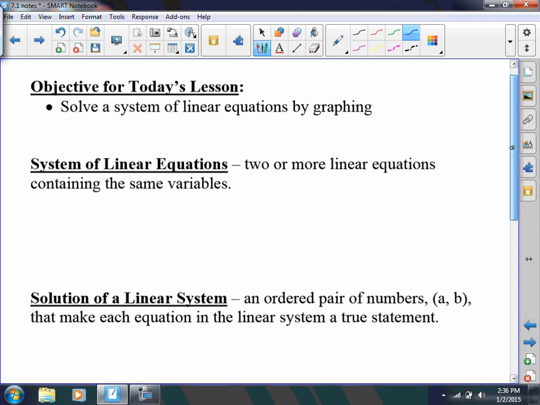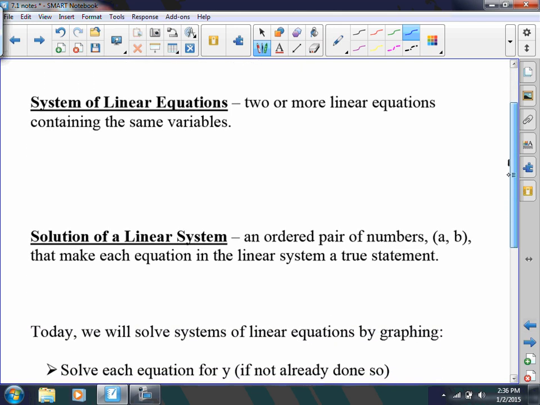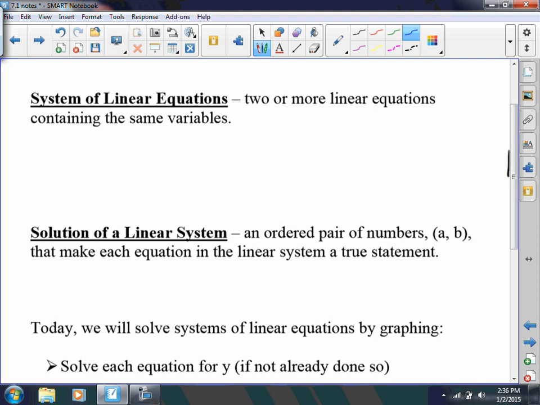A system of equations is just when you have two or more linear equations that have the same variable. So you might have an equation like x plus 2y equals 3, and then another equation like negative 4x minus 5y equals 6, and they'll want you to graph both of those equations on the same coordinate plane and see where they intersect. And where they intersect, that's the solution.